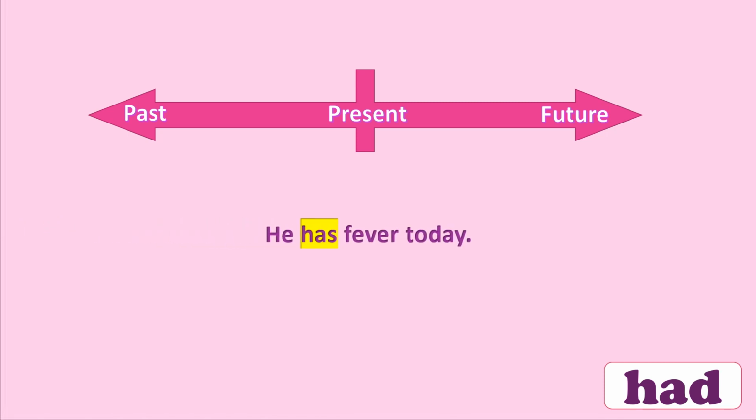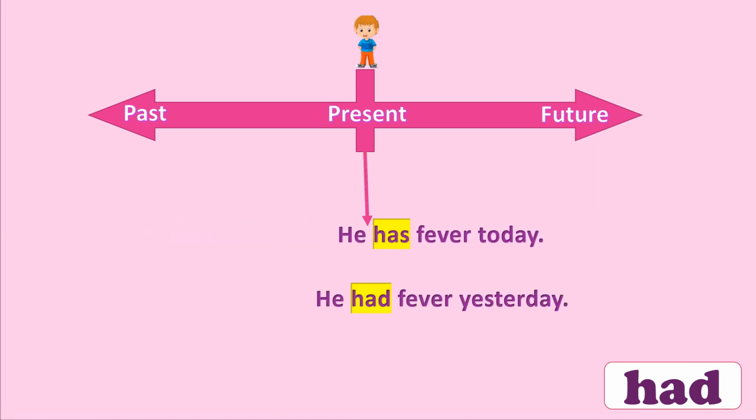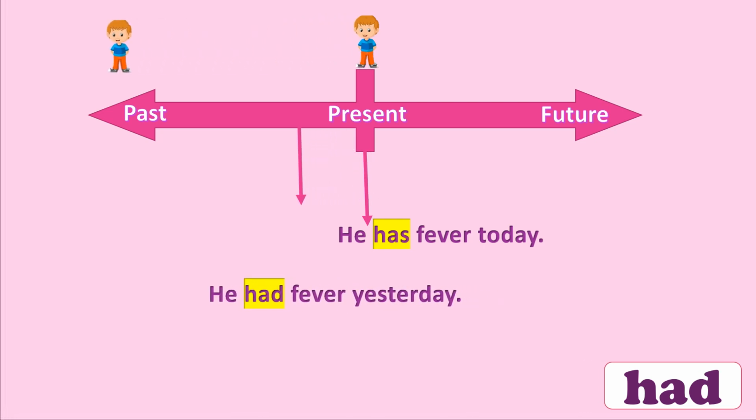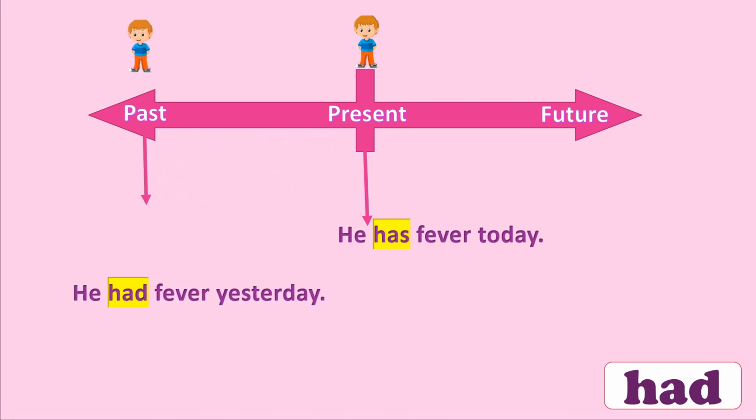Next, he has fever today. That means right now he is suffering from fever. But he had fever yesterday. The action is not happening today. It has already happened yesterday. That's why the helping verb had has been used here.